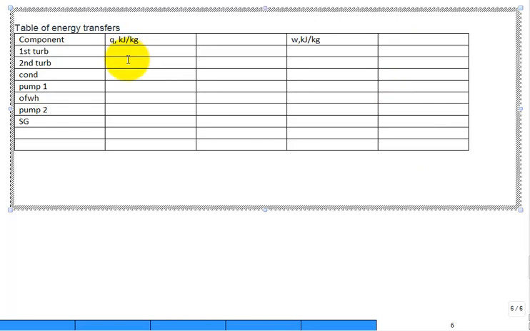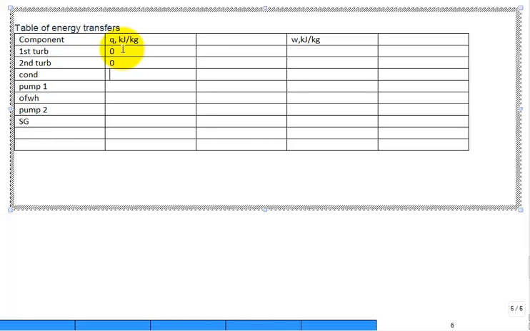And now what we can do is ask the question: does that first turbine, as a standard assumption, have heat transfer with the surroundings? And the answer is no, it's adiabatic. So many components in this table, we can just say it's 0. Same for the second turbine. It doesn't have any heat transfer.